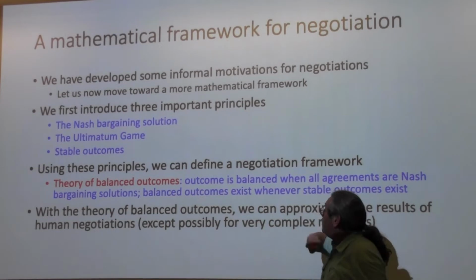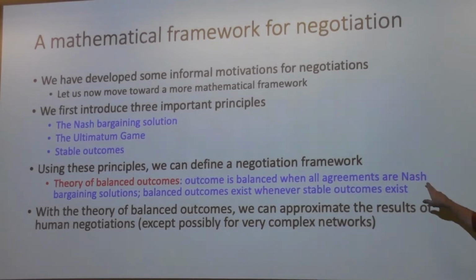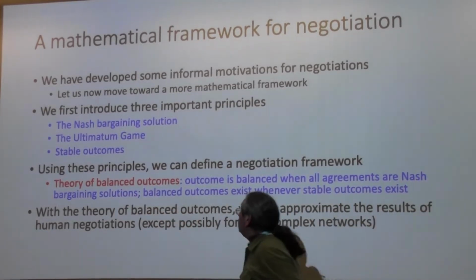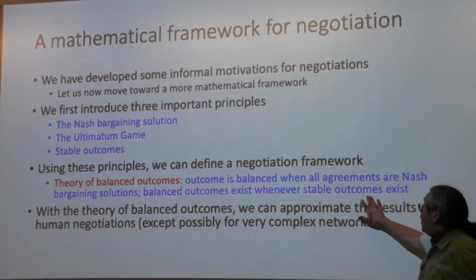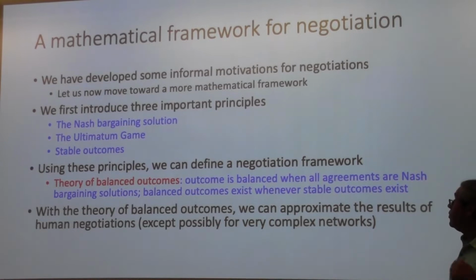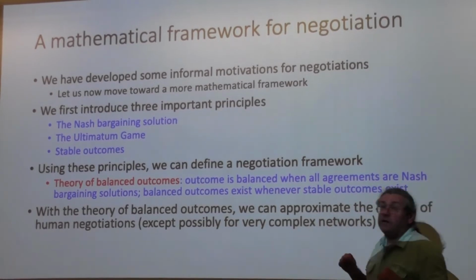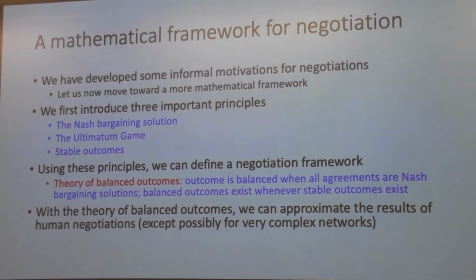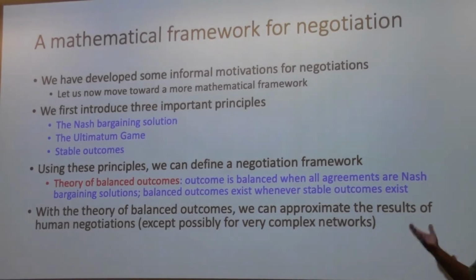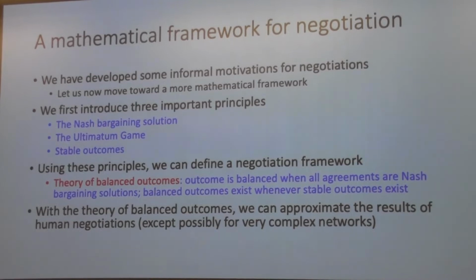A balanced outcome means that all agreements, so the matchings, are Nash bargaining solutions, which I'll explain in a minute. There are also all outcomes that are stable. That means no node can steal another node during the negotiation. And finally, there are no extremes. Human beings do not like extremes. There will always be less extreme divisions. This approximates the result of human negotiation as far as we know.